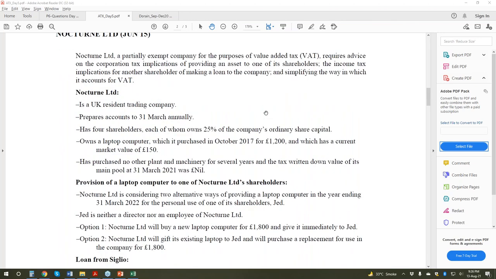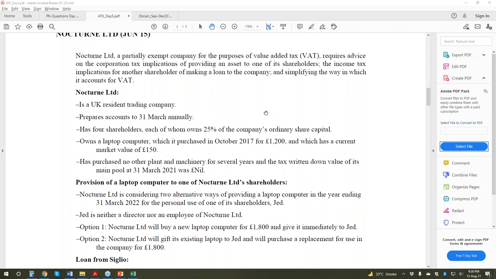Nocton Limited, a partially exempt company for the purposes of value added tax (VAT), requires advice on the corporation tax implications of providing an asset to one of its shareholders, the income tax implications for another shareholder of making a loan to the company, and simplifying the way in which it accounts for VAT. Nocton Limited is a UK resident trading company. It prepares accounts to 31st March annually.